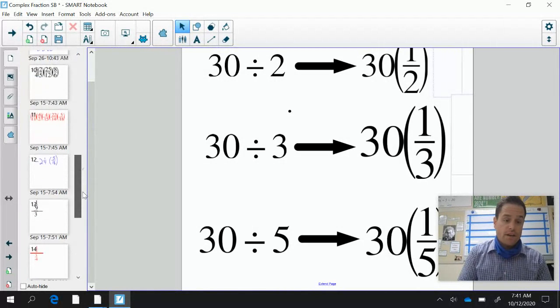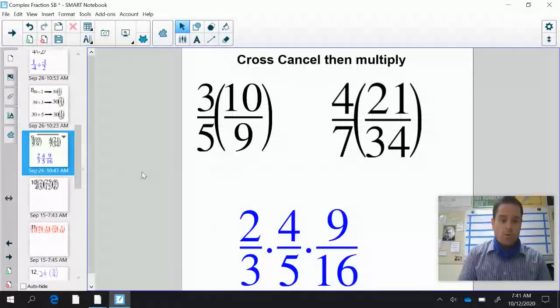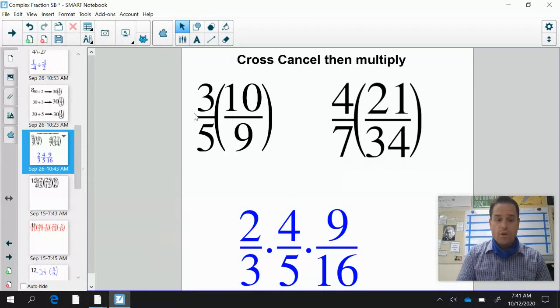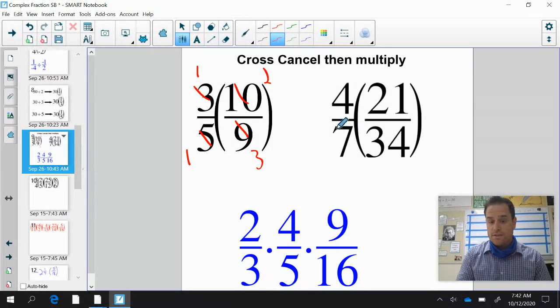Okay, so we're going to just kind of quickly go through a couple of these. We're not going to solve these. This is just multiplying, but just remember that you can always cross multiply here. 3 goes into 9, the 5 goes into the 10. Do you see the 7 goes into 21? And we can divide by 2 on both of these. You can always cross multiply.